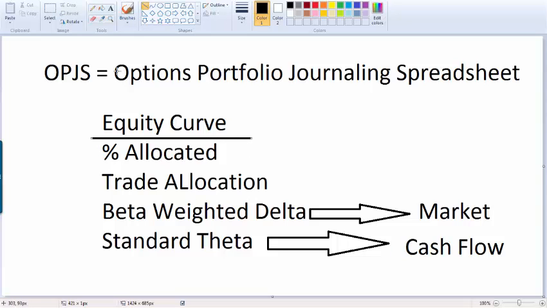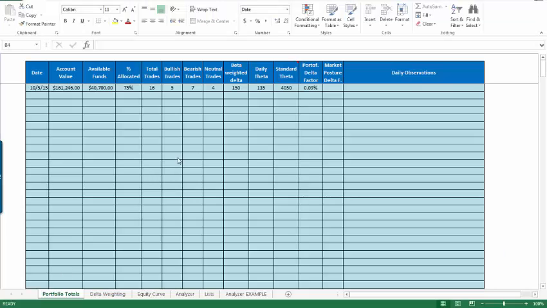Now, if you're going to run an options portfolio, consider using the OPJS. If you're running a Forex portfolio, you probably need a different spreadsheet. This is mostly for options, okay, because of what it does. OPJS, Options Portfolio Journaling Spreadsheet. So consider that before you dive in and start using it. Now, let's get the rest of these numbers and let's talk about them.